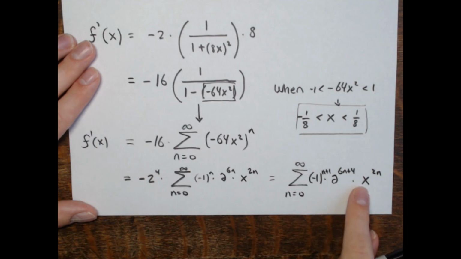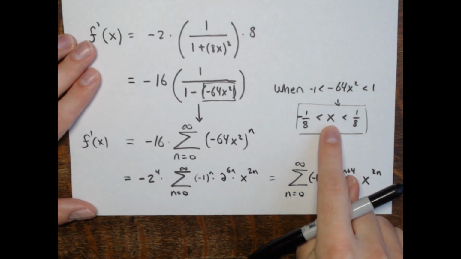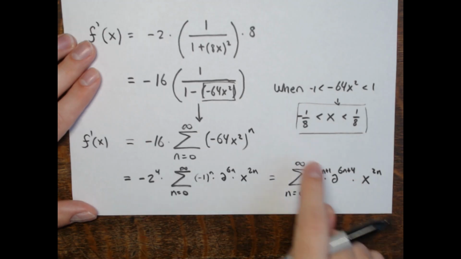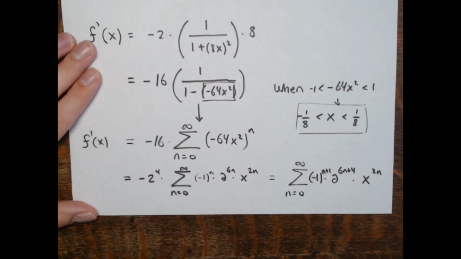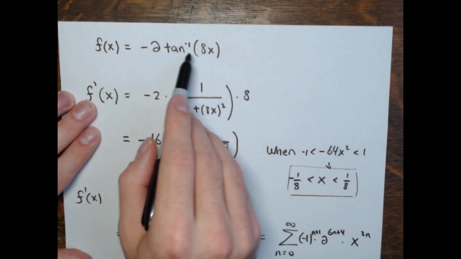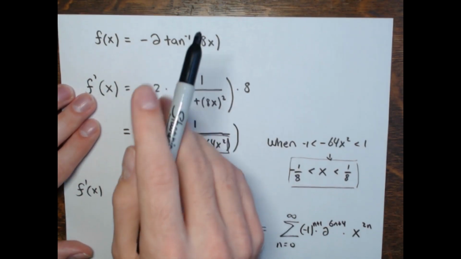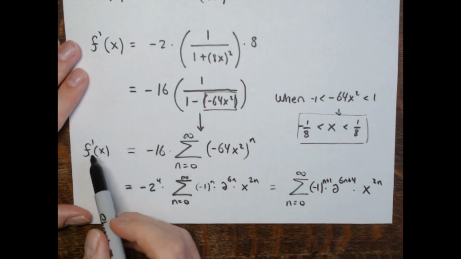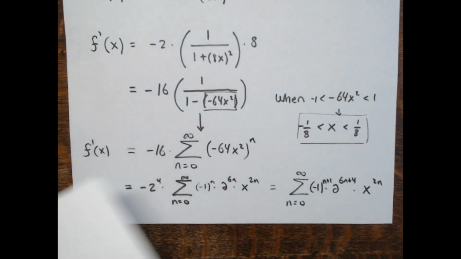All right, so when x is between negative 1/8 and positive 1/8, this series will converge to this function, the derivative. So then if I want a series that would converge to f, we need to integrate. Go back. So we have a series for the derivative.